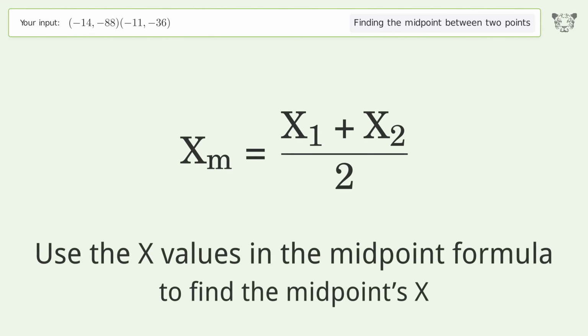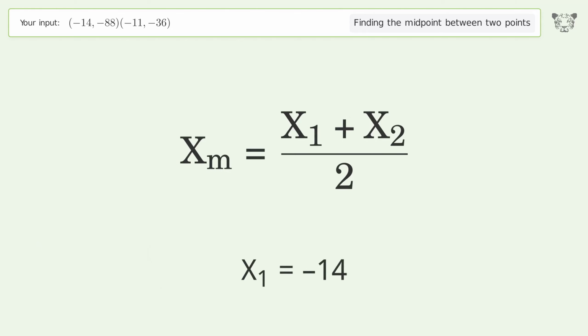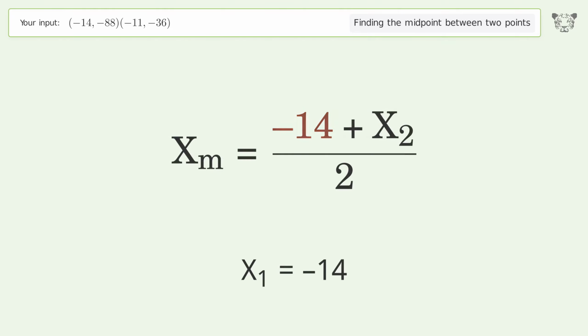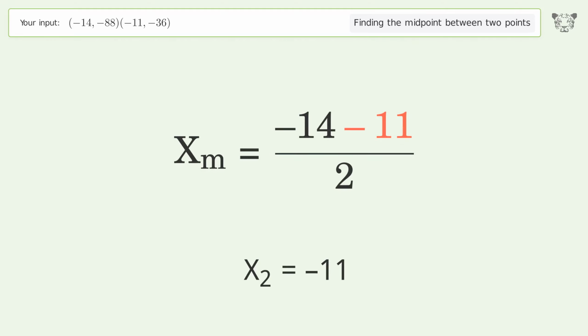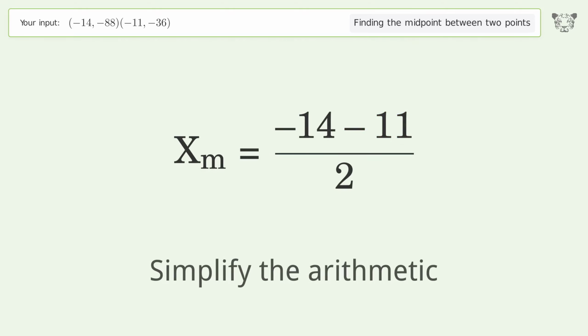Use the x values in the midpoint formula to find the midpoints x. x1 equals -14. x2 equals -11. Simplify the arithmetic.